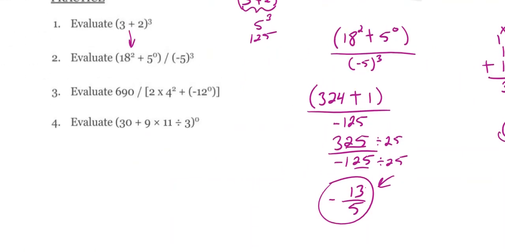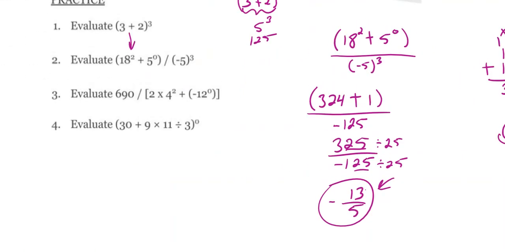All right, moving on. Let's do the next one here. So we've got 690. You know what? We're going to use a calculator for this one. No, that's cheating. 690 divided by 2 times 4 squared plus negative 12 to the power of 0.